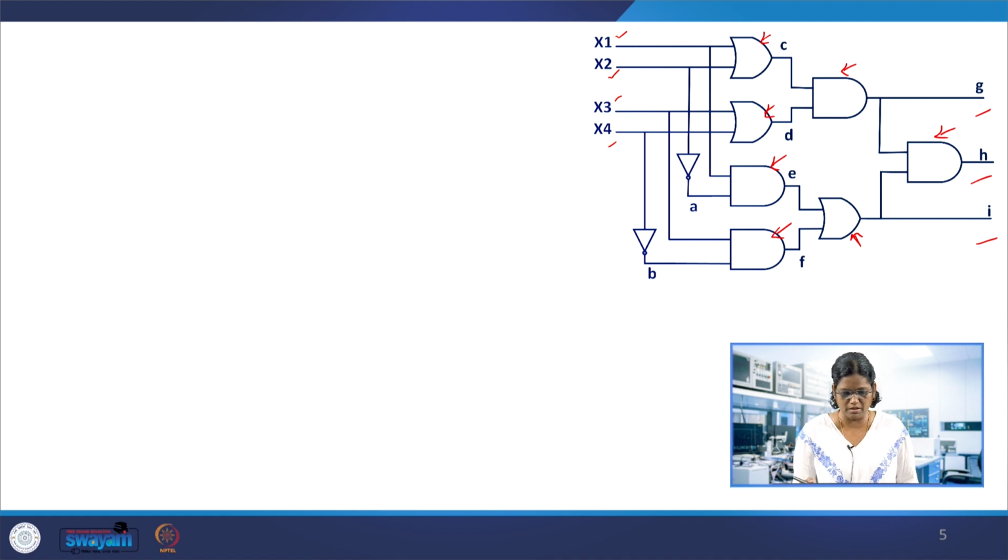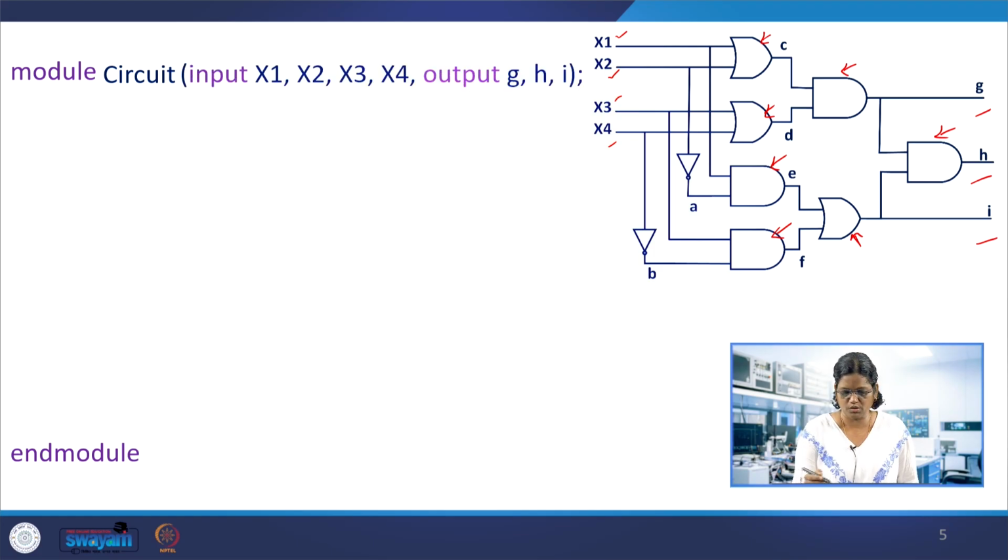Let's see the code. The module is simply called circuit, with the inputs x1, x2, x3 and x4, and the outputs G, H and I. You can notice that G, H and I are the outputs here. So we have combined the declarations of x1, x2, x3, and when we say output G, H, I, we didn't give any range of bits, MSB to LSB or anything, so the default is 1 bit.